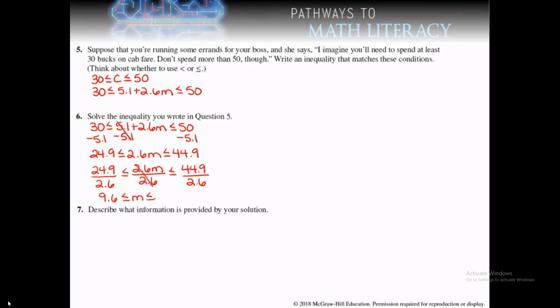And then in 7, what information does that give us? Well, that tells us that to spend between $30 and $50, we can ride between 9.6 and 17.3 miles, including both of those values.